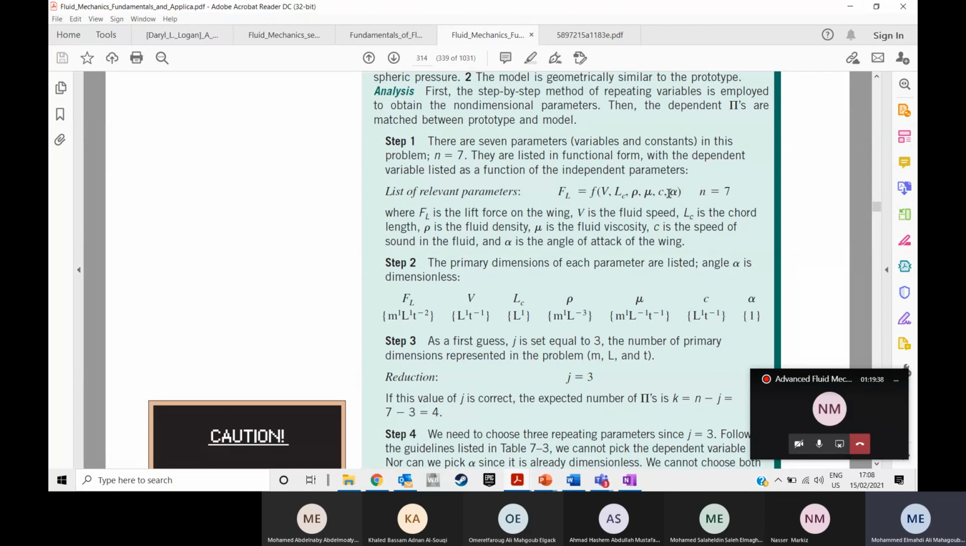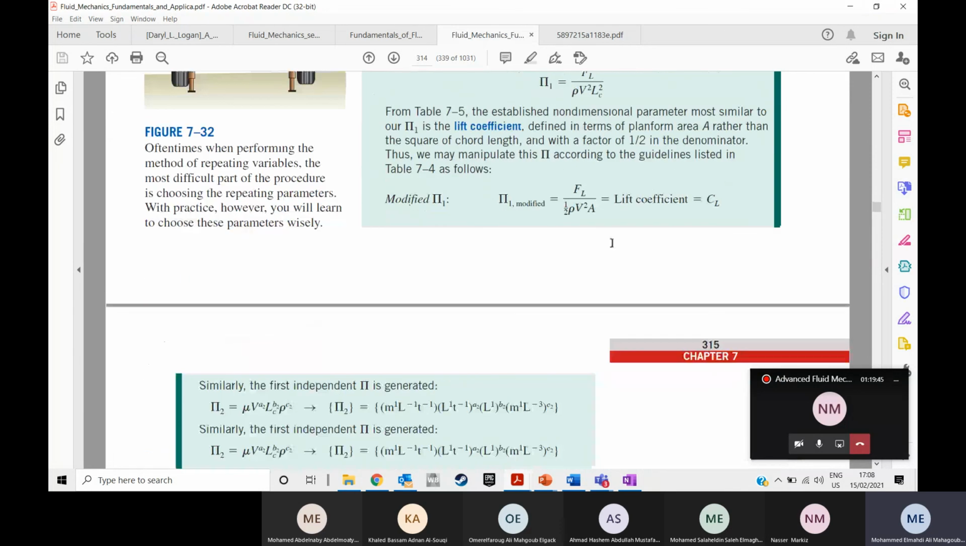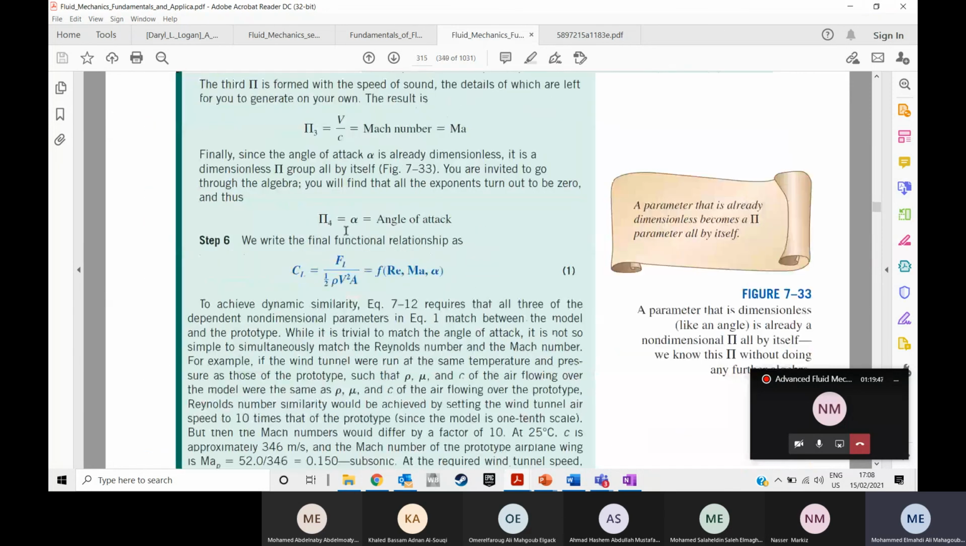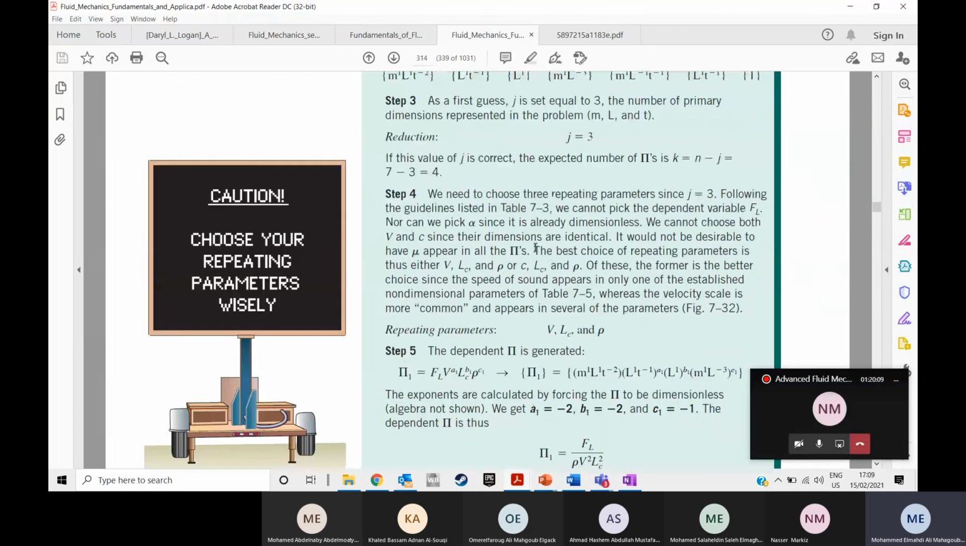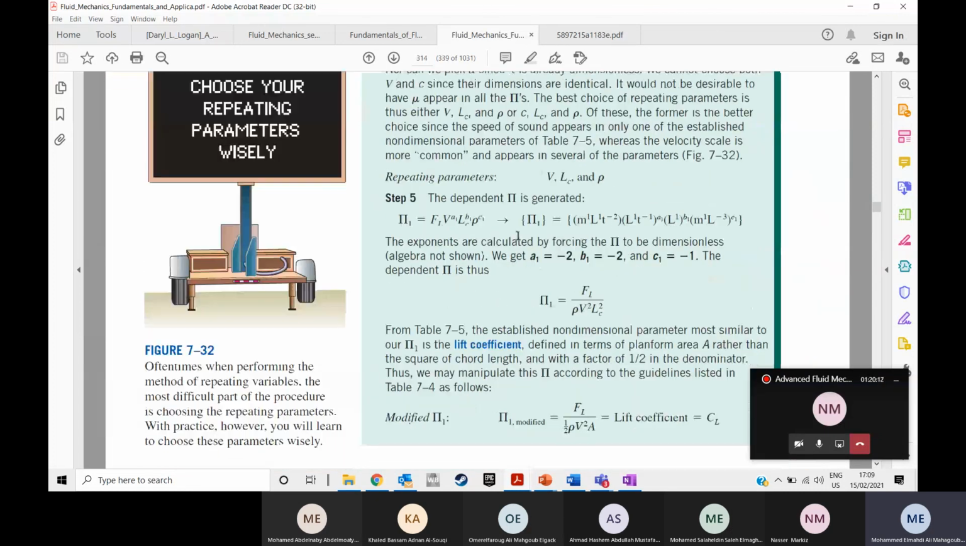And the last time, don't do it with the alpha. You will already know that alpha is your dimensionless parameter, because it's already a dimensionless number. So then you know that these are a function of the dimensionless numbers that you get. I think they were Mach number and Reynolds number and the alpha. And this one was the drag force, or the drag coefficient. So just remember the guidelines. This is it.